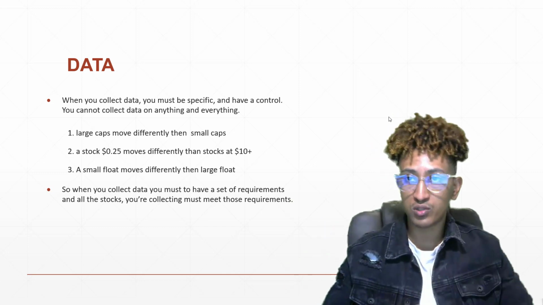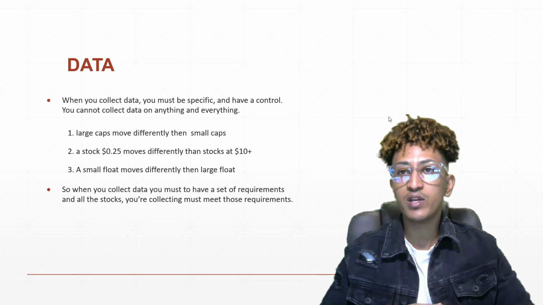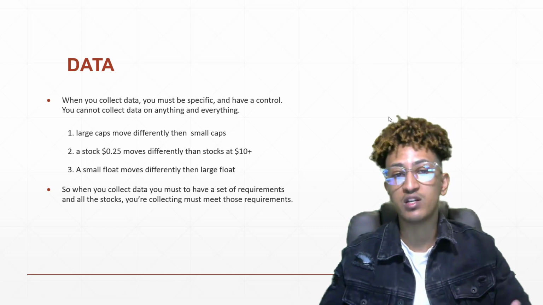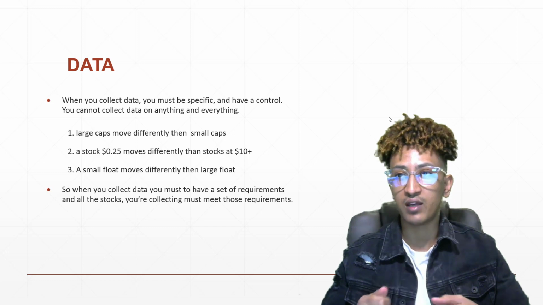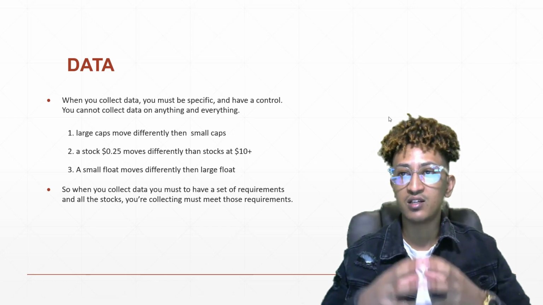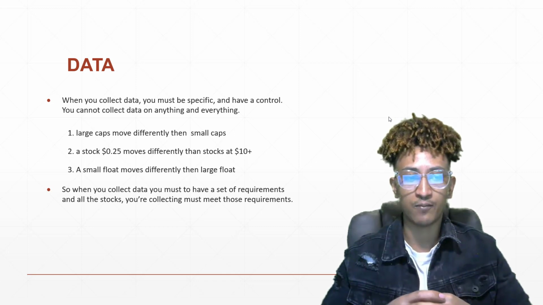We know low floats trade differently than bigger floats. So we know different things would contribute to the stock being traded differently. And you want to approach this with a magnifying glass. You want to be very specific. That's why you need to collect different data on different strategies, and you have to be very specific about it.